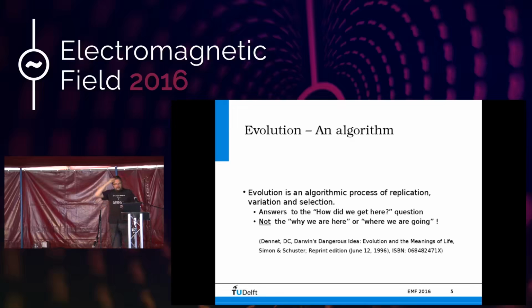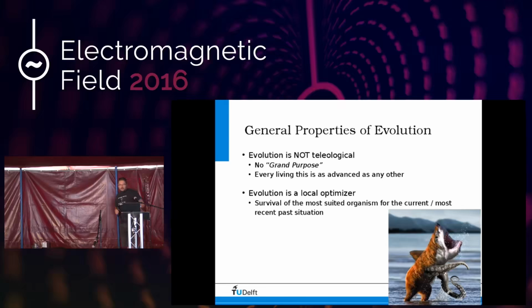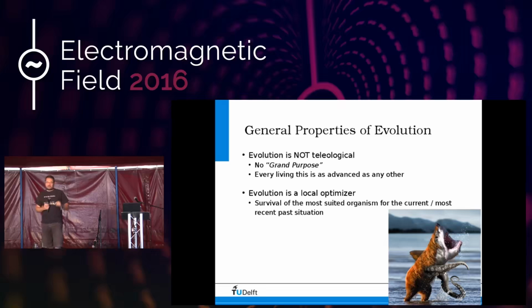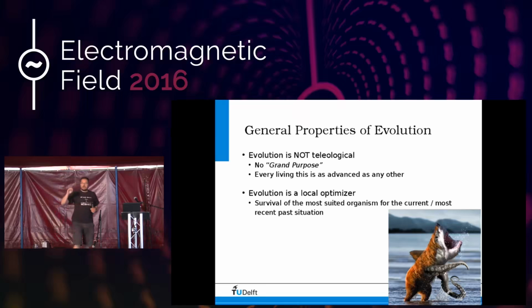So once we understand this algorithm, let's unpack that a bit more to lay the groundwork so we can talk about it. Now, evolution is not teleological, it's not goal-oriented, it doesn't have a grand purpose. If it had, there would be the shark-bear-octopus, right? Because the shark-bear-octopus is absolutely awesome and I wish I had one as a pet. But it's not there. And why is it not there? Because evolution is a local optimizer. It's an algorithm that solves a problem that an organism or a species or a thing is facing right now.